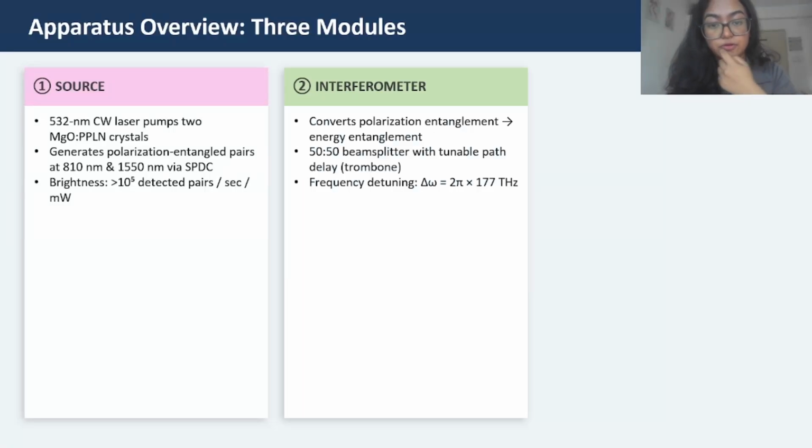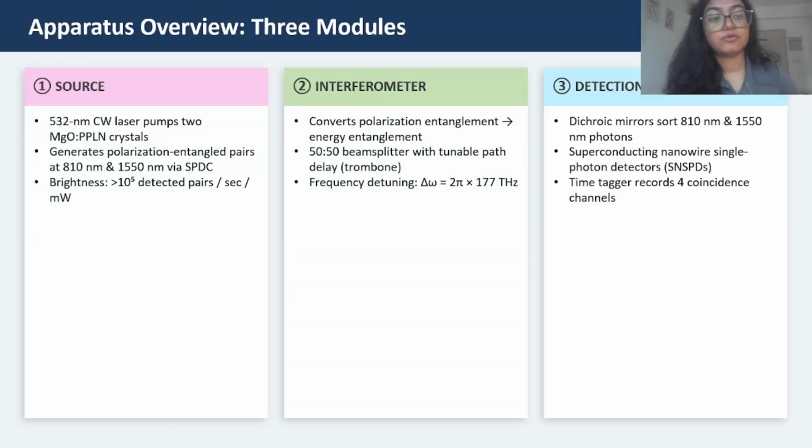Now the interferometer module. This is where the polarization entanglement is converted into energy entanglement. The two photon modes interfere on a 50-50 beam splitter, and the key tunable parameter is the path delay tau, controlled by an optical trombone stage. The frequency detuning between the entangled photons is delta omega, 2 pi times 177 terahertz. As you see in the theory, this enormous detuning is what produces the fast oscillating interference fringes that give nanometer scale resolution.